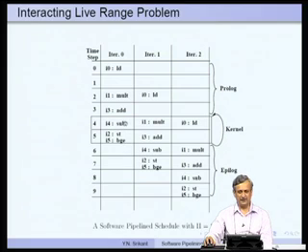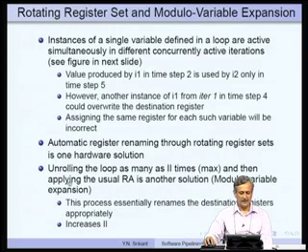There is a set of registers, a vector of registers, one for each iteration. Okay. R0 itself will have different instances, one for each iteration. So, that is one hardware solution.